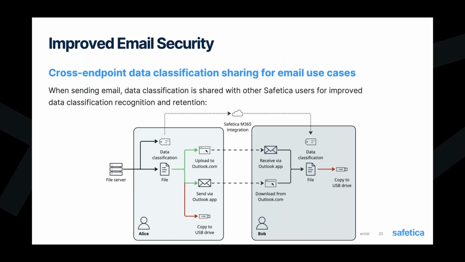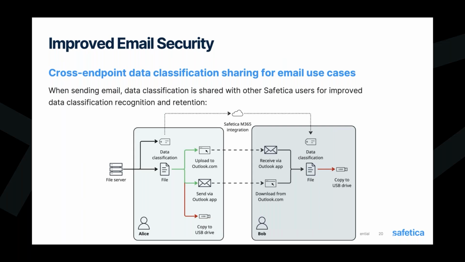And again, previously, when Bob, Alice's colleague, received this email, we could scan the file for content, we could scan the file for sensitive information, but maybe the context of the file was lost because when Alice downloaded the file from the file server, we knew about that. But when she sent the file through email, Bob's machine didn't realize that this file originally didn't come from Alice, but it came from the file server. But now, thanks to our new cross-endpoint data classification sharing, the data classification is retained.